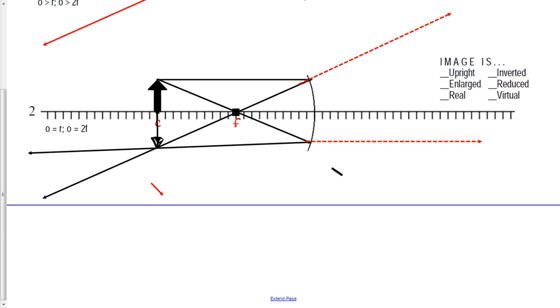Upright or inverted? Inverted, it's upside down. Enlarged or reduced? If you drew it perfectly, they're exactly the same size. When you're on the center of curvature, your image is the same size as your object. It's a rule. You have to know it. Real or virtual? It's real since the rays actually come back in that direction.